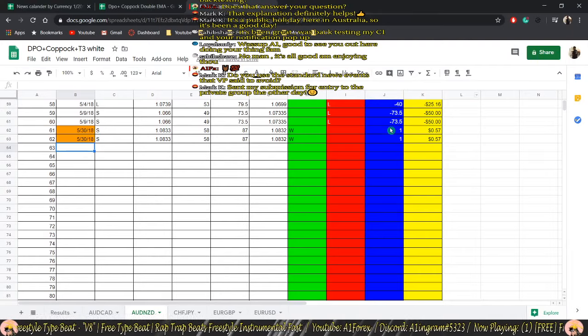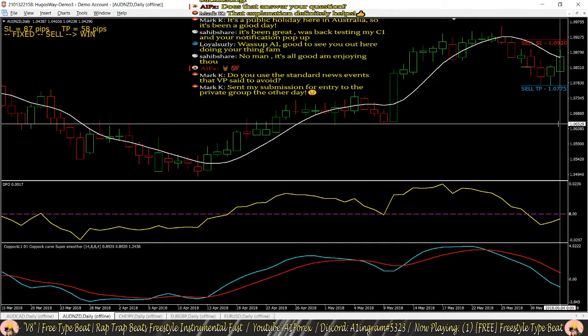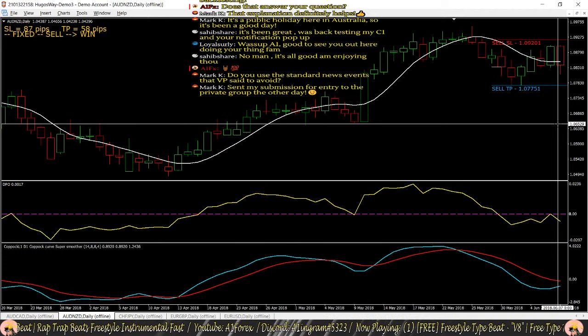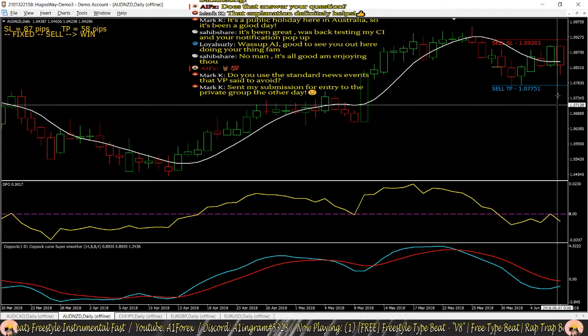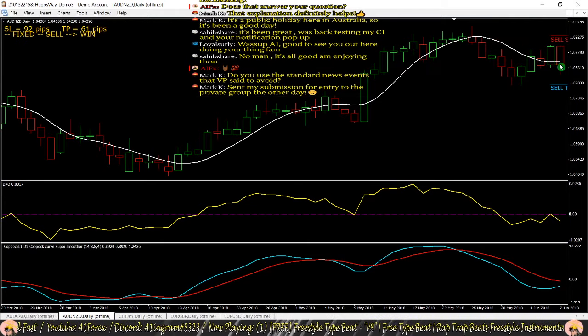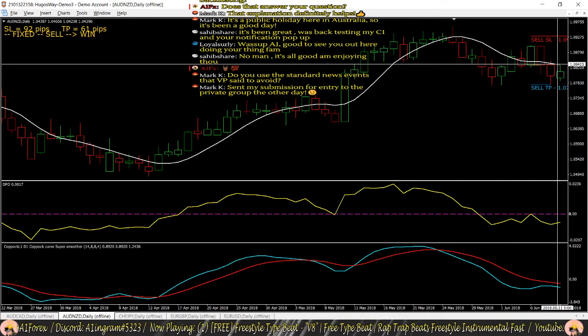Oh wow, we got 1 pip. The best entry of the day. Alright, so I would consider that a baseline entry. 6-7. We have till 6-13 to make our money. Take profit right there.